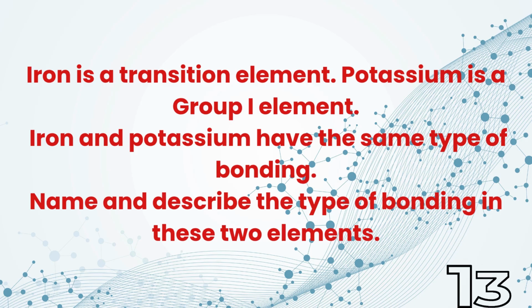Iron is a transition element. Potassium is a group 1 element. Iron and potassium have the same type of bonding. Name and describe the type of bonding in these 2 elements.